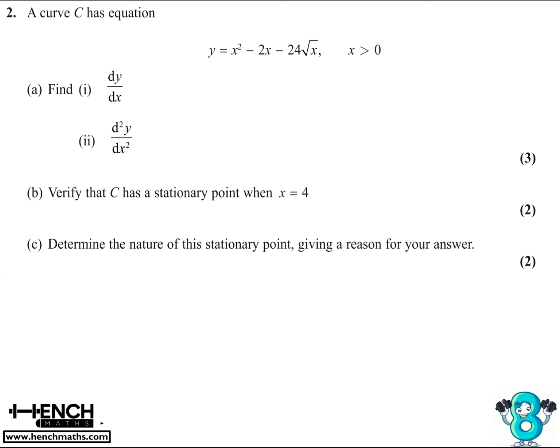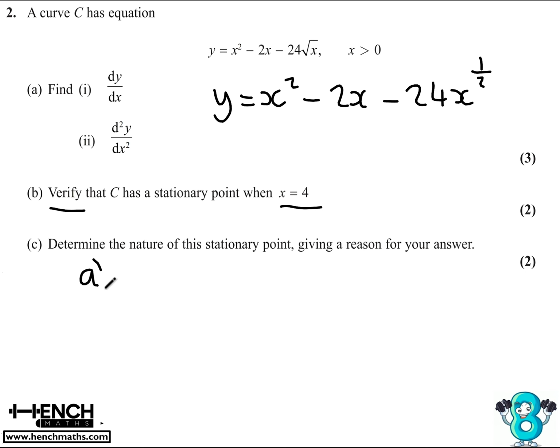Question 2. A curve C has equation y equals x squared subtract 2x subtract 24 root x. It wants us first of all to find dy by dx and d2y by dx squared, so the second derivative. We also then need to verify that it has a stationary point, which means you can just sub numbers in, and determine the nature of the stationary point. So this is all differentiation. First of all, I'm just going to rewrite it. So y equals x squared subtract 2x subtract 24x to the power of a half.